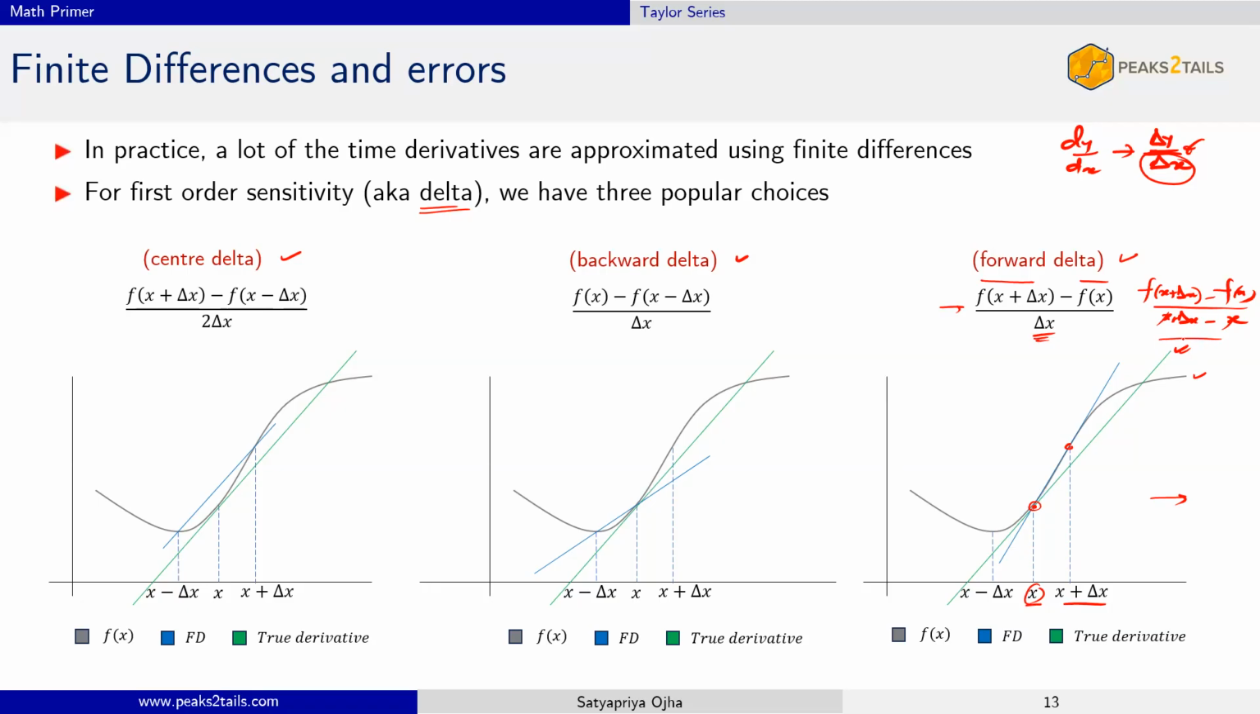Then you calculate just the slope, change in y by change in x. This is the change in y, and this is the change in x. If you take the ratio, it will be the slope of this line, the blue line. Okay, so that's the forward delta.